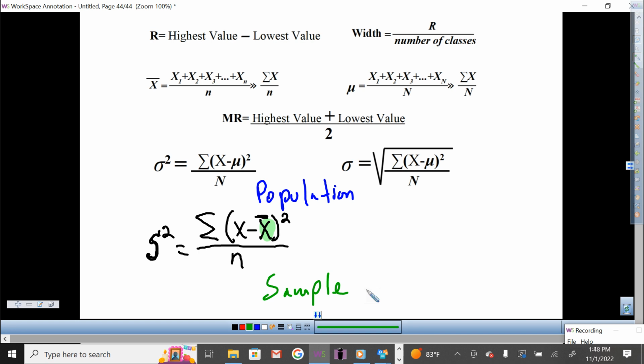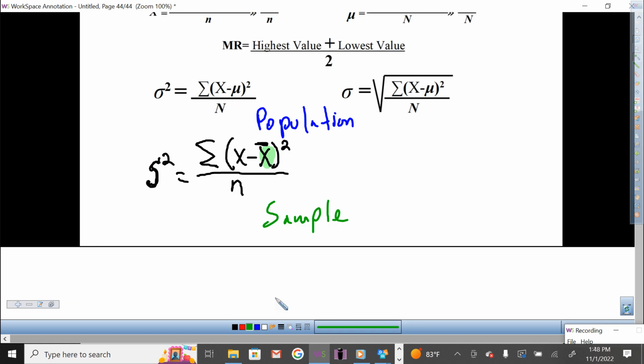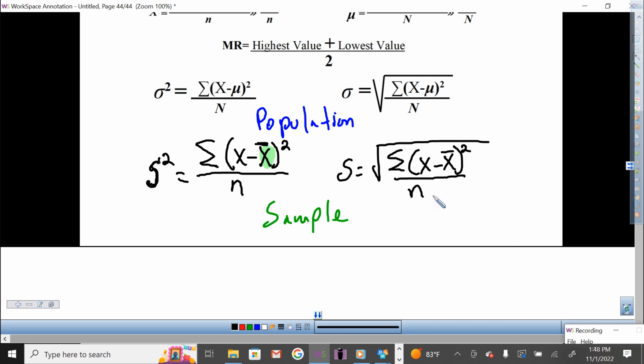Okay? Makes sense? Yes, it makes sense. So these top ones are for the population. This is for the sample. So then it would be S equals the square root of the sum of (X minus X bar) squared over lowercase n. Okay. So that would be obviously true. Does that make sense? Yes?